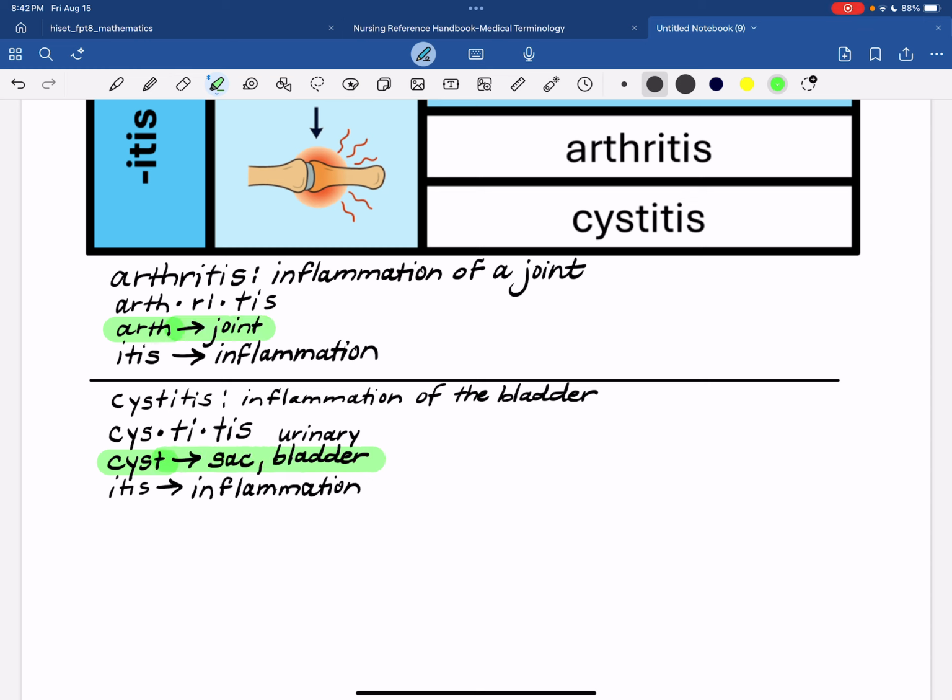You can also have a sebaceous cyst in your skin. It's a benign growth in the skin, but it is contained in a sac. It's a ball of sebum inside a sac. So anytime you see cyst, you can think of sac or bladder. In this case, cystitis is inflammation of the urinary bladder.